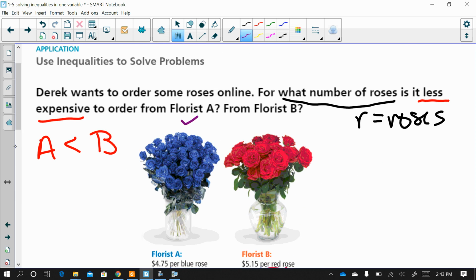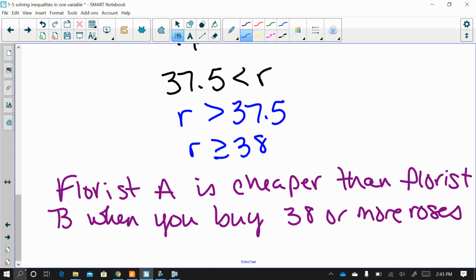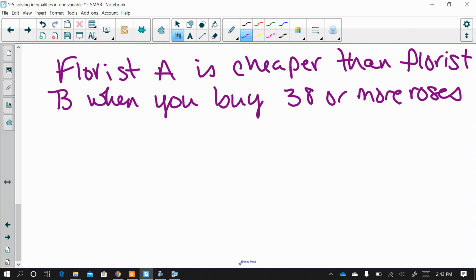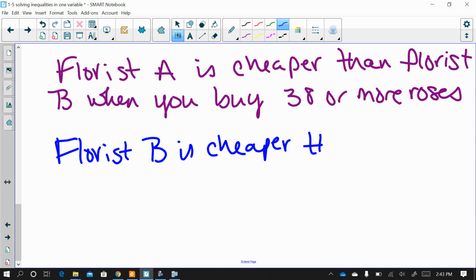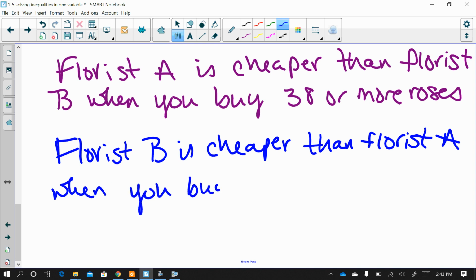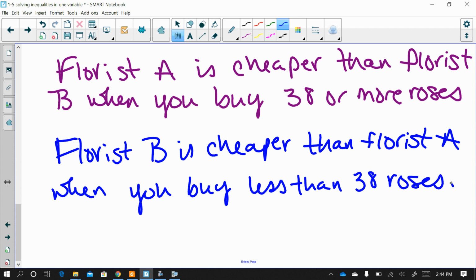Oh, but now I want to know when it's cheaper to order from florist B. Do I have to do the work again? No, absolutely not. You just flip the inequality around. So florist B is cheaper than florist A when you buy, so instead of 38 or more, I'm going to say less than 38 roses.